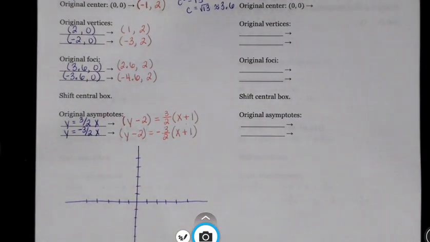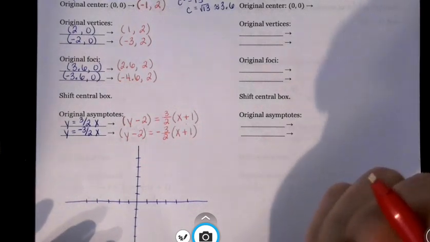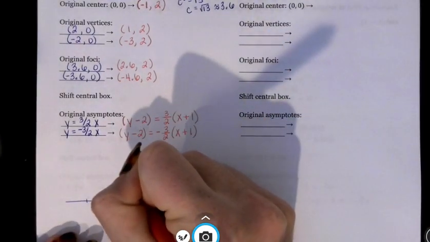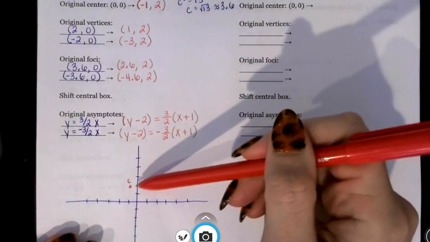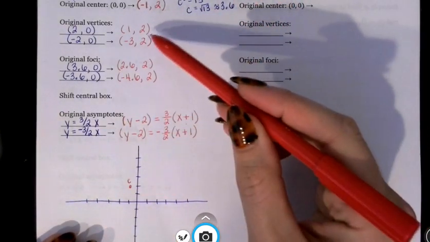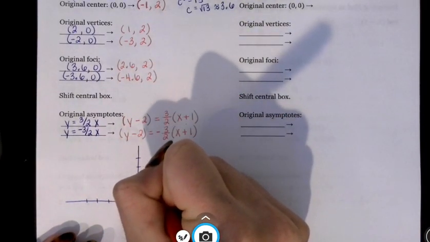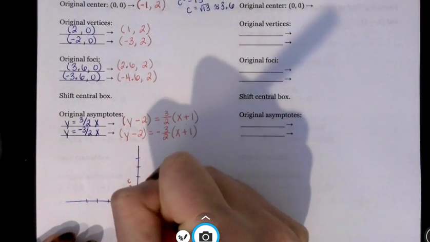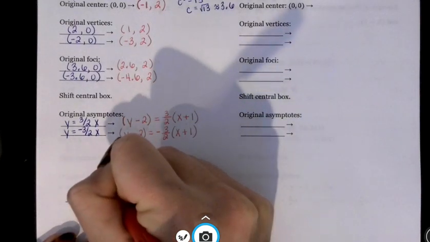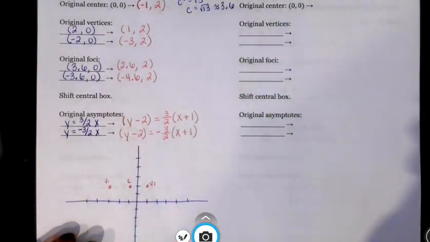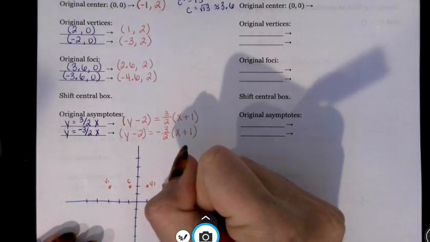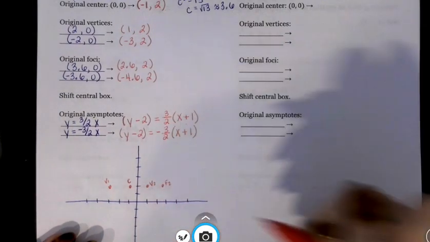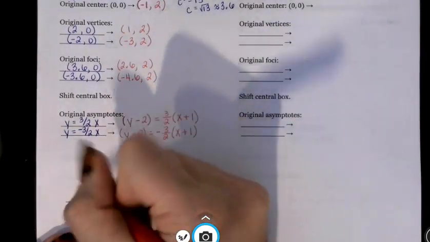So my new center, I'm going to graph everything in red. I have negative 1 comma 2, and I'm going to label that with the C. So that was my new center from up here. I plotted. My vertices, I have 1 comma 2, and then negative 3 comma 2. And then our foci, we have 2.6 comma 2 and negative 4.6 comma 2.